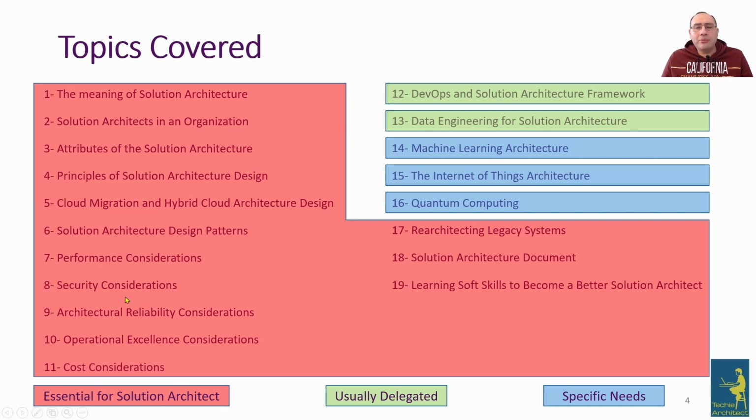Chapter 8 talks about security considerations, and it covered a lot of security aspects. And of course, you know that security is integrated in any solution design and it passes through multiple layers: the networking, the application, the infrastructure. That's why this chapter was very essential and very important for any architect. Chapter 9 talks about reliability considerations, which is very good.